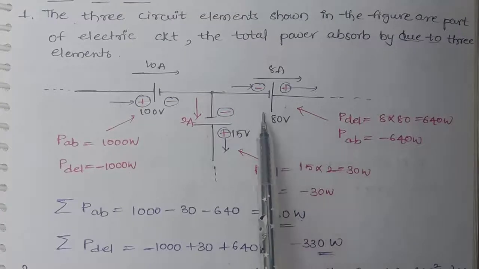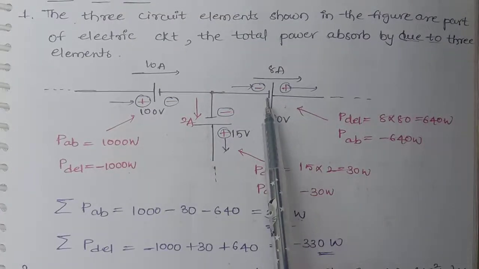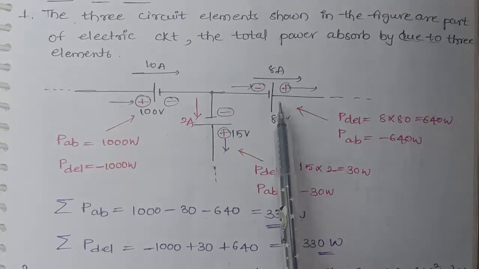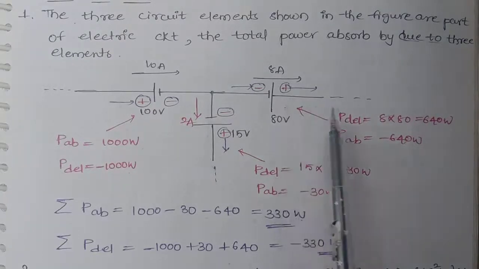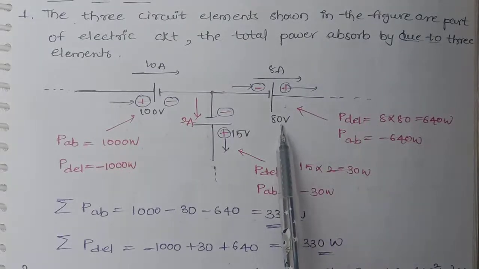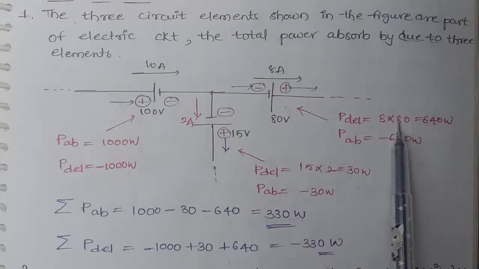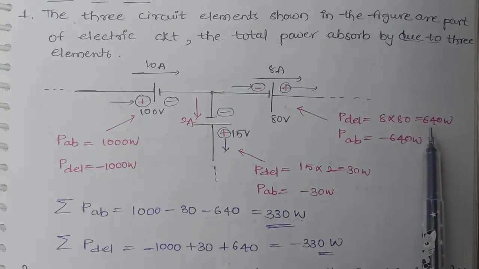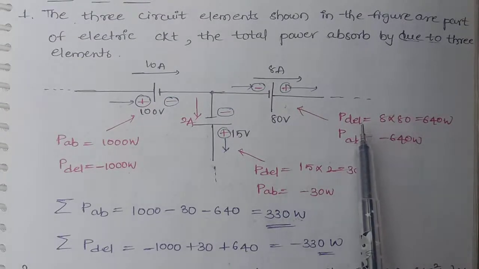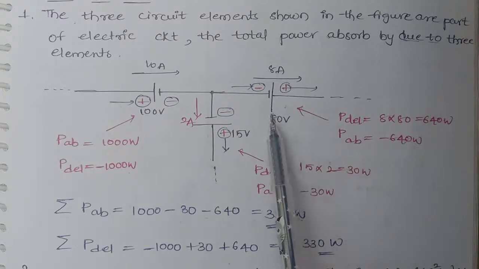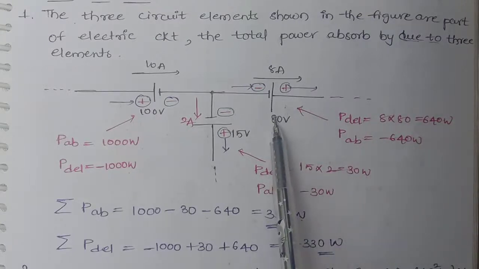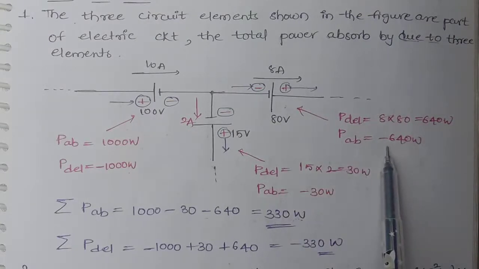Now look at this element. Here we can observe that an 8 ampere current is leaving from the positive terminal. That means it is going to deliver power. The delivered power will be 8 ampere into 80 volts, that is 640 watts. So the power delivered by this element is 640 watts, which means this element is absorbing minus 640 watts.